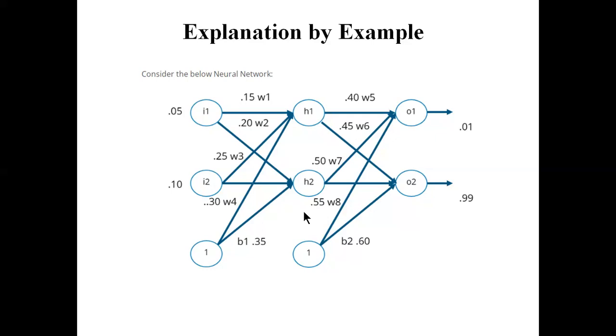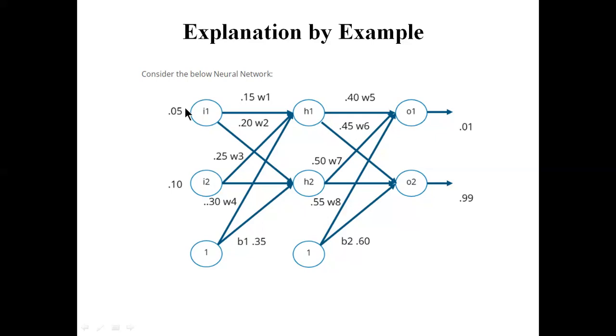if you consider a real life example. So you can see that we are considering this example with two inputs and two outputs. I1 and I2 are the two inputs, and O1 and O2 are the two outputs. In between them there is a hidden layer, H1 and H2. W1, W2 and W3, W4 are the weights between the input and hidden layer. W5, W6 and W7, W8 are the weights between the hidden and output layer. And B1 and B2 are the bias values.